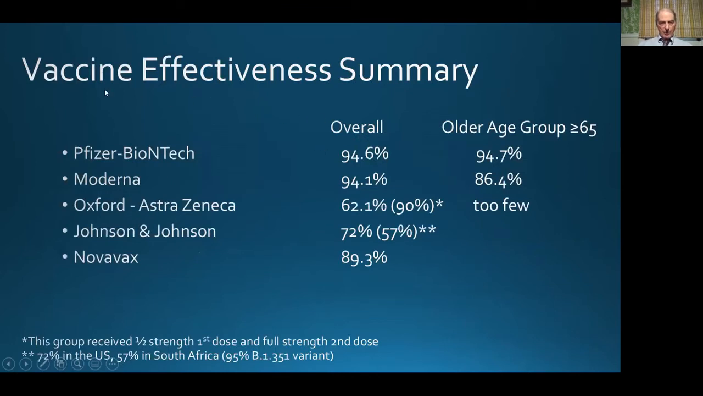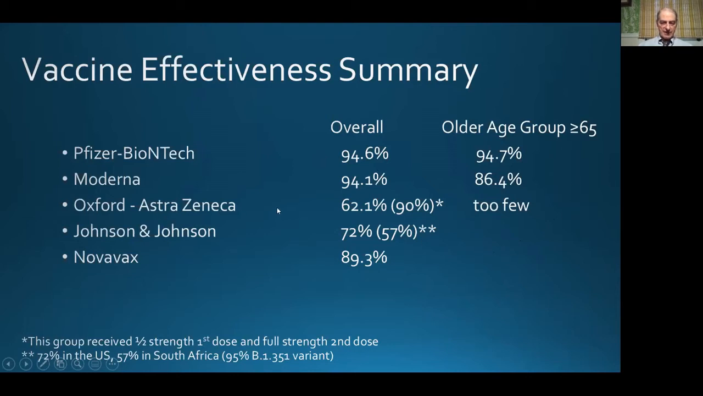So overall, in summary, the overall effectiveness as measured by clinical cases, not mortality, because there really wasn't any mortality in either the vaccine or placebo groups, but the severity of cases was much less in the vaccinated group, and the vaccinated group was highly protected, as you can see. And that protection extended to the group over 65.